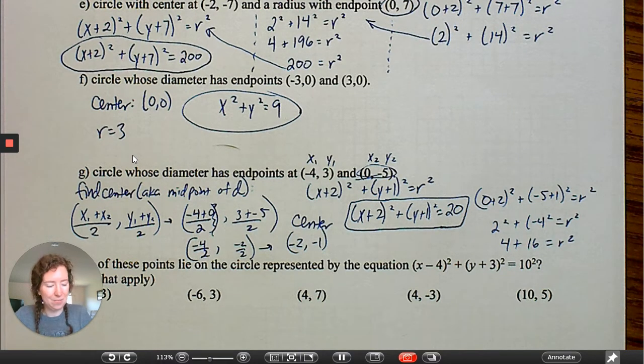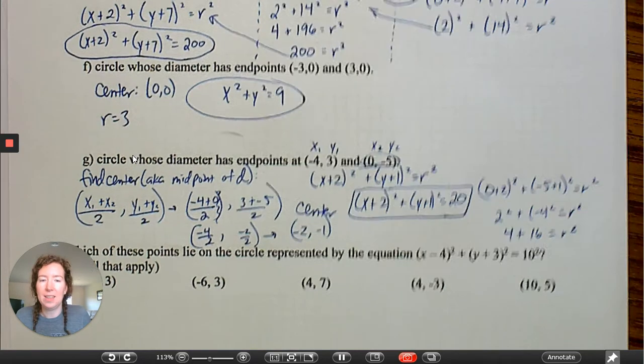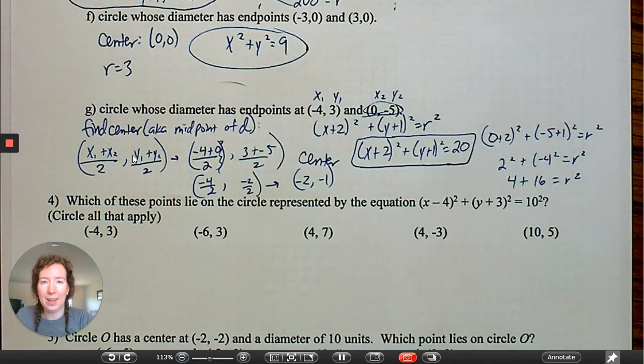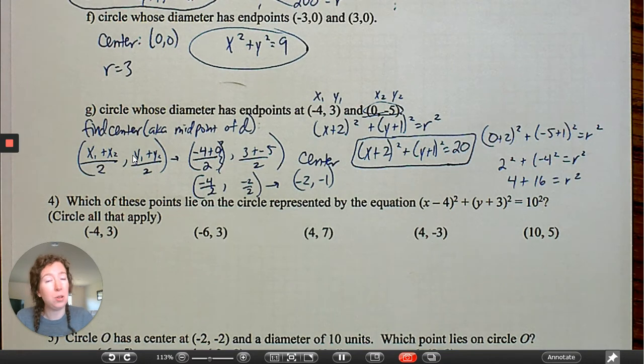Okay, let's look at the next one. Which of these points lie on the circle? So not in the circle, not outside of the circle, literally on the circle. The same way you would tell if a point was on a line, if you plug it in for x and y, if it makes it true, then it works. You could graph it. You really could.